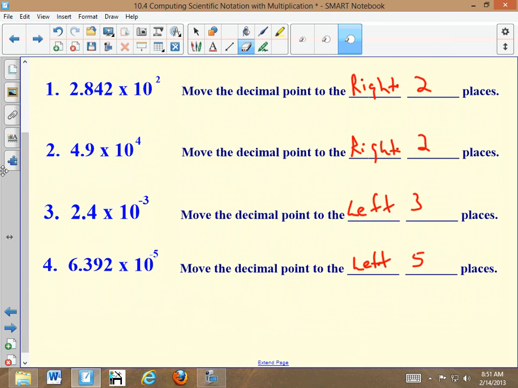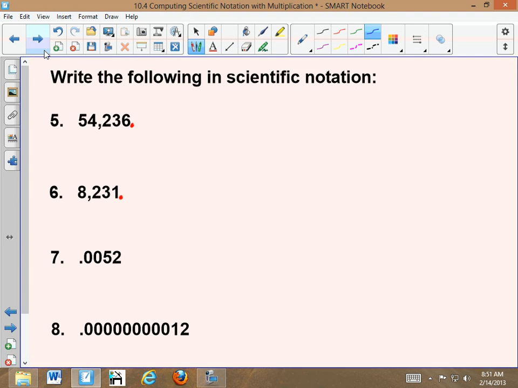Between what? Well, that's just because of this number, but tell me where it is without using words like hundreds and thousands. Where is my decimal? In between the first and second number, thank you. I have to move it in between the first and second number.